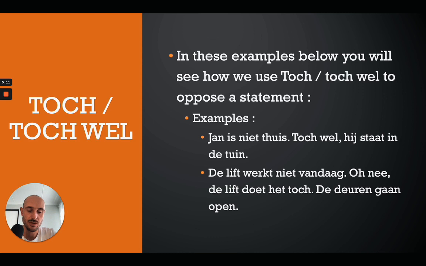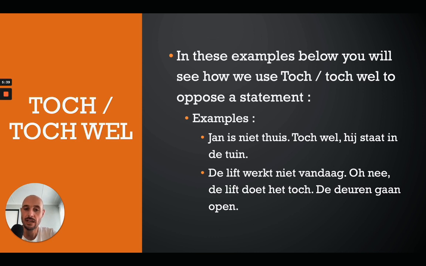So if you look at the first one, Jan is niet thuis. Jan is not at home. Hij toch wel, hij staat in de tuin. Now, how would we translate that toch wel? The closest you could translate it in English would be on the contrary. Jan is niet thuis. On the contrary, he is in the garden, or he's standing in the garden. So he is at home, but he's in the garden. So basically, this is how you oppose a statement.